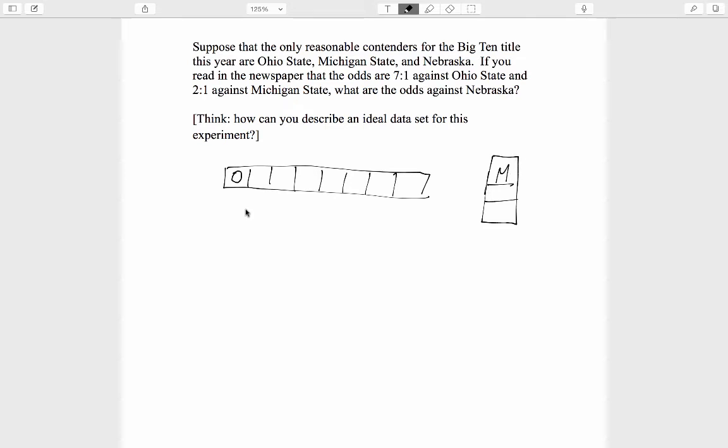How can I put all this together into one big diagram? Well, I'll need a number of boxes that is divisible by 8 to accommodate the information about Ohio State, and I'll also need the number of boxes to be divisible by 3 to accommodate the information about Michigan State. Ultimately, when I've formed my big diagram, 1/8 of the boxes will need to have O's in them, and 1/3 of all the boxes will need to have M's in them.